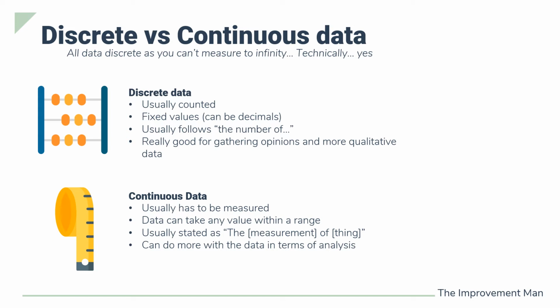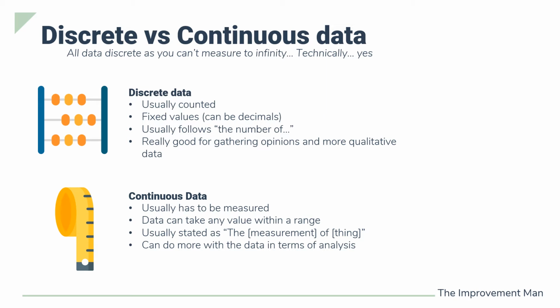So looking more into discrete data, as I said, discrete data is usually counted. It's usually fixed values, yes or no's, good or bad's, but can be decimals, so it would go up as 1, 1.5 to 2.5. It usually follows the statement, the number of X. It's really good at gathering opinions and good for gathering qualitative data.